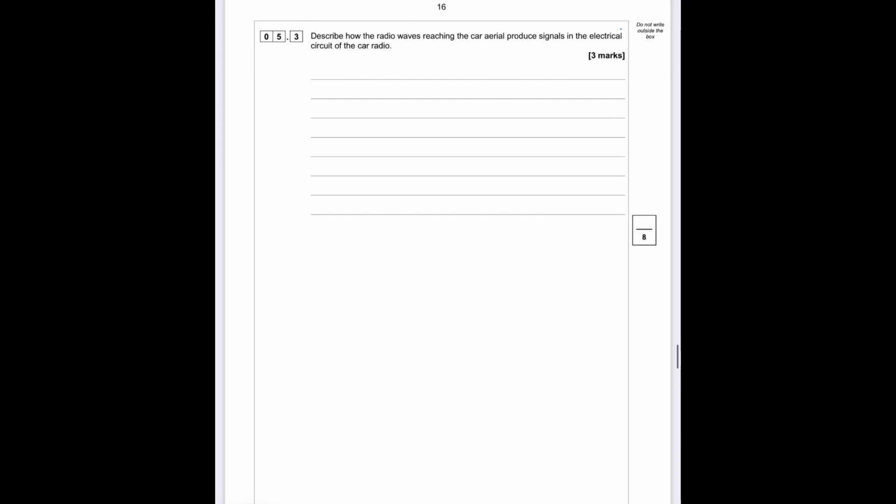For this next question, we've got to describe how the radio waves reaching the car aerial produces signals in the electrical circuit of the car radio. Now, we've got to be quite precise because it's worth 3 marks. To get the first mark, we would have to say that the car aerial is going to absorb energy from the radio waves. To get the second mark, we would need to say that the electrons in the car aerial are made to vibrate due to this. And then to get the third mark, we would say that the vibrating electrons create an alternating current in the car aerial.